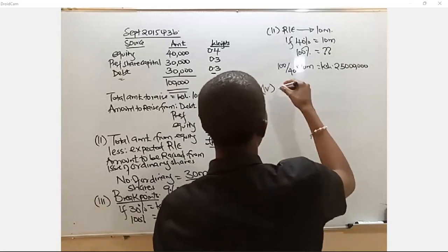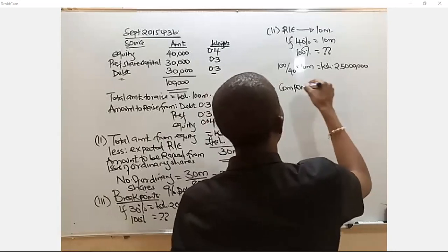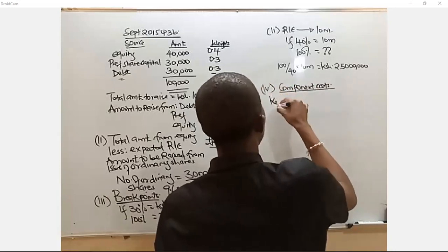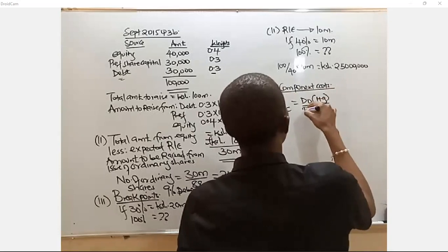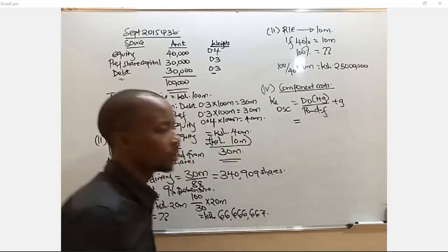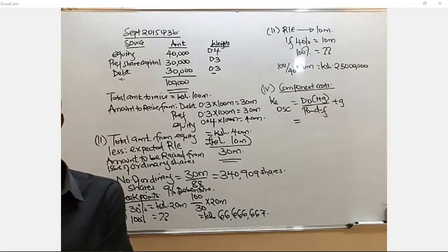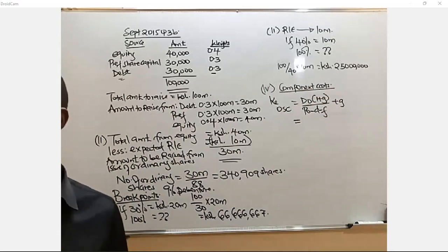We compute our component costs. I'm going to start with the cost of equity of the ordinary share capital: D0(1 plus g) divided by P0 minus discount and flotation, plus g. So how much is our D0? We have been told in bullet number 3, the company can issue new ordinary shares at the current market price of 88. Flotation cost is 8 shillings. The company's ordinary share has consistently enjoyed a dividend whose annual growth rate is 10%, and we are expecting that in the foreseeable future.